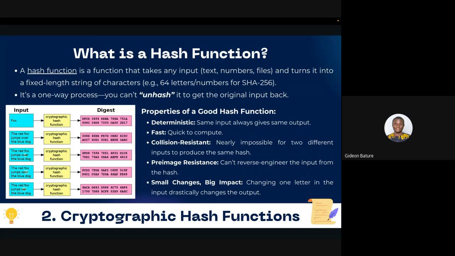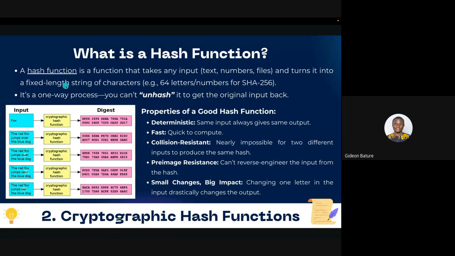Now, the reason I mentioned SHA-256 here is because it is one of the most popular hash functions. There are other ones. There's Keccak-256, which is the one used by Ethereum. This SHA-256 is mostly used by Bitcoin, but I believe there are also other blockchains that make use of it.